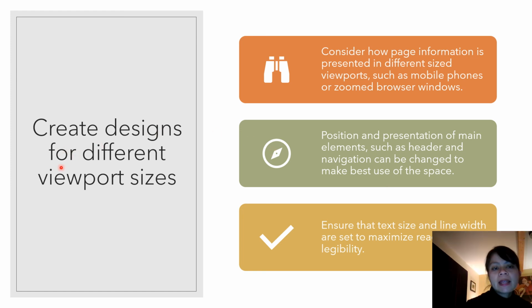Next, create designs for different viewport sizes. So consider how page information is presented in different size viewports, right? So we talked about this in responsive design. So different viewports would be for mobile phones or zoomed browser windows or tablets, right? Each of them have a different viewport. So position and presentation of main elements like the header and navigation can be changed to make best use of the space. So ensure that the text size and line width are set to maximize legibility.